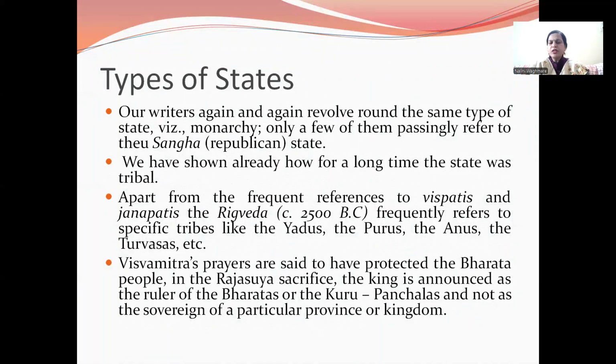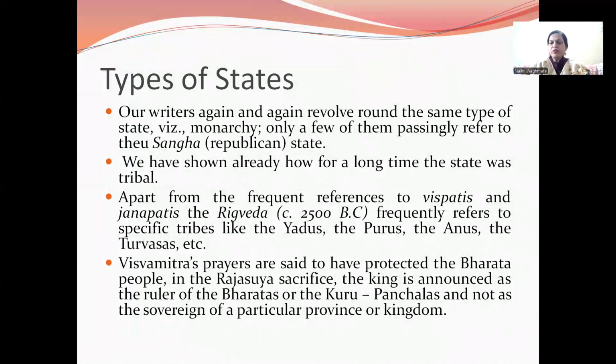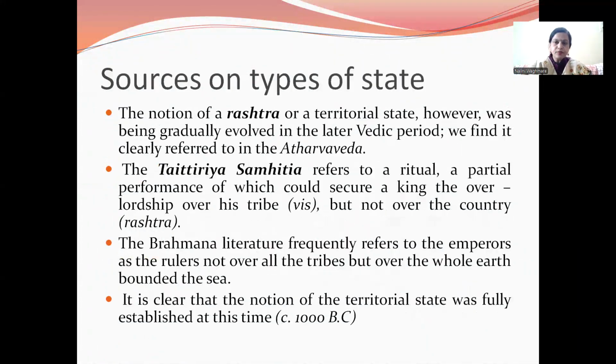Apart from the frequent reference to Vishapatis and Janapatis, the Rig Veda frequently refers to specific tribes like the Yadus, Kurus, Anus, Durvasas, etc. Vishwamitra's prayers are said to have protected the Bharata people. In the Rajasuya sacrifice, the king is announced as the ruler of the Bharatas or the Kuru Panchalas and not as the sovereign of a particular province or kingdom.